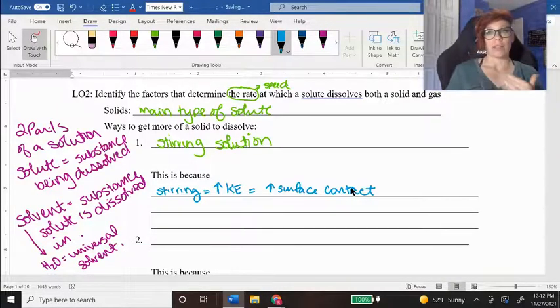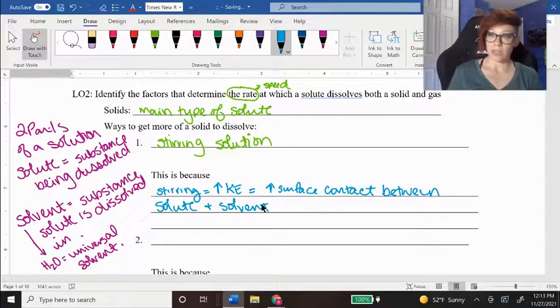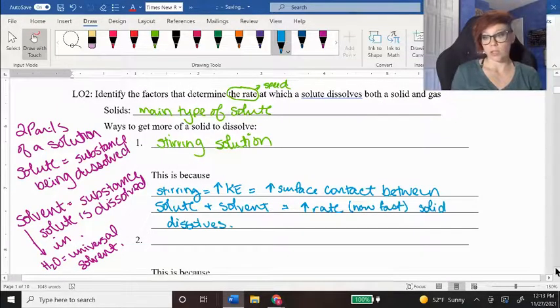Anytime that you want to increase the rate of dissolving something, you're wanting to increase the surface contact between the solute and the solvent. Anytime we increase that surface contact between the solute and the solvent, that's going to increase our rate at which the solid is going to dissolve. Again, the rate is how fast. So stirring increases the kinetic energy, which increases the surface contact between the solute and the solvent.